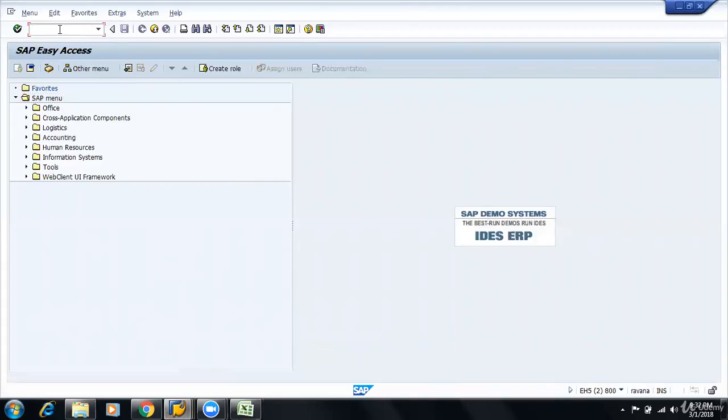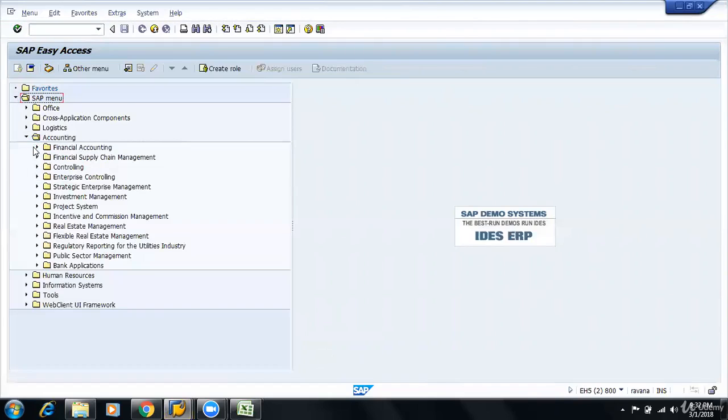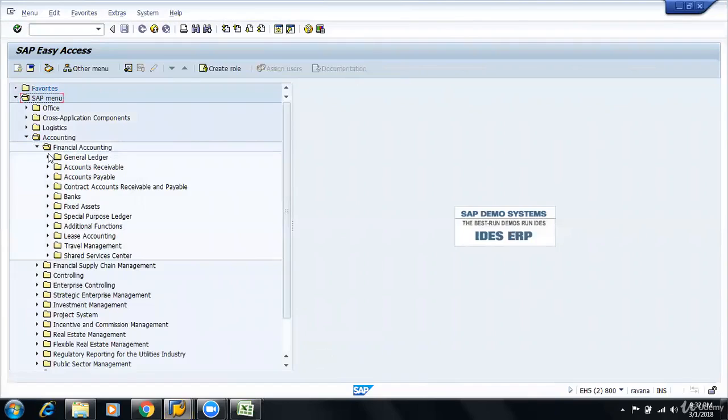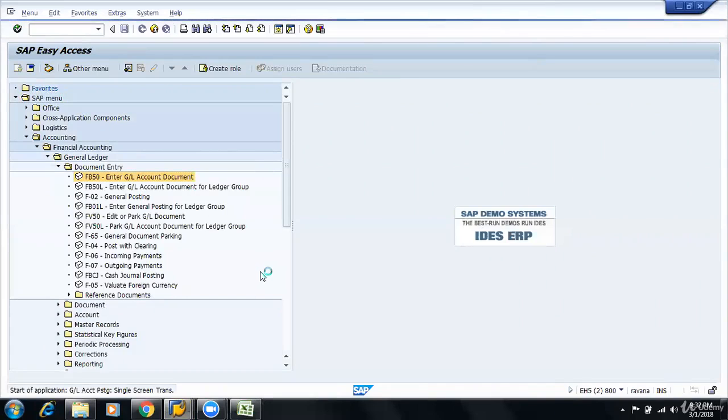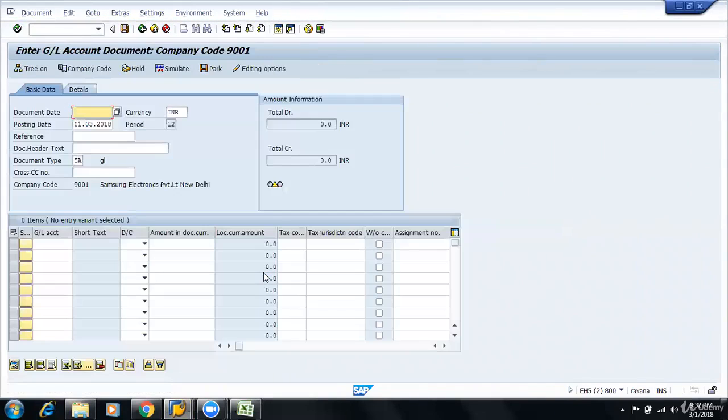So how do we post a GL document? Let's go to navigation. This could be a quick recap for you. Accounting, financial accounting, general ledger, document entry, and FB50. Document date being today's date, 01/03/2018, currency INR and so on. Hold document is the heading of my transaction.